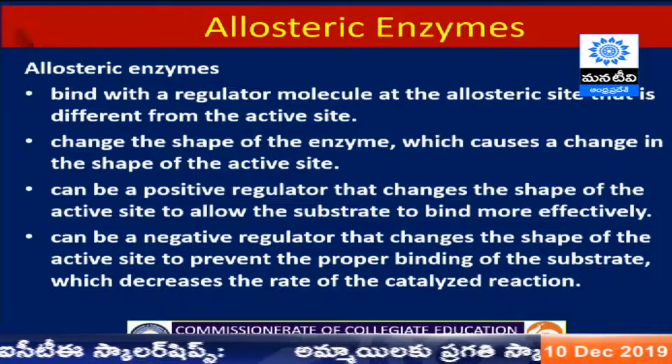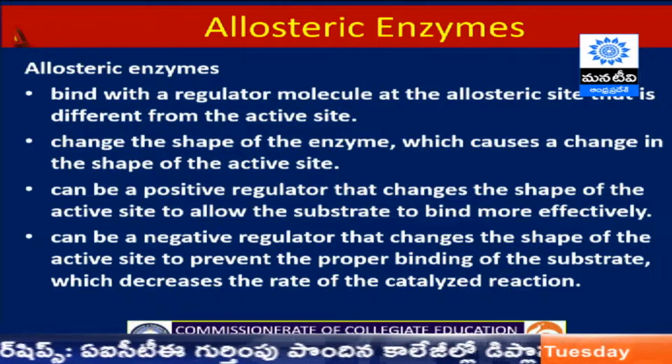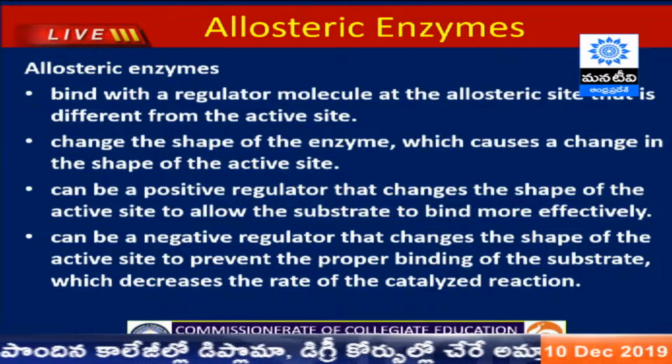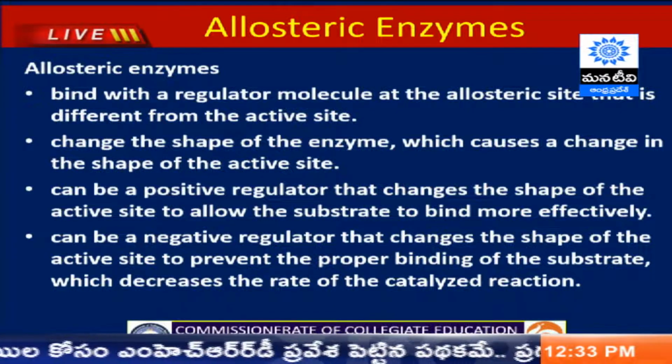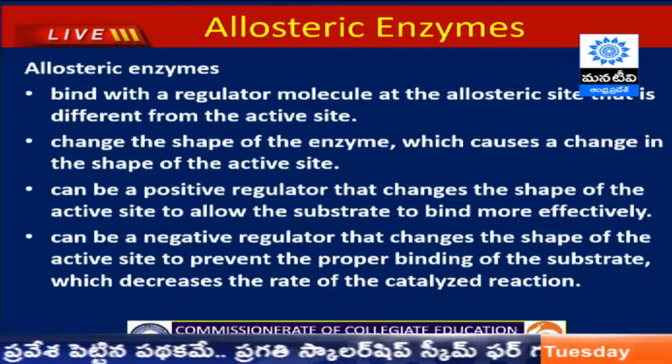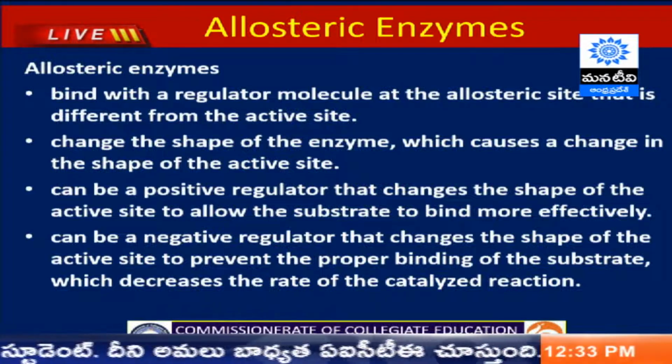So, if molecules bind to the allosteric site and there is an increase in the rate of the activity of the enzyme, then it is called a positive effector or allosteric induction. If an effector is added to the allosteric site and it decreases the activity of the enzyme, then it is called a negative effector or allosteric inhibition. By allosteric induction and allosteric inhibition, we can regulate the catalytic efficiency of the enzyme.